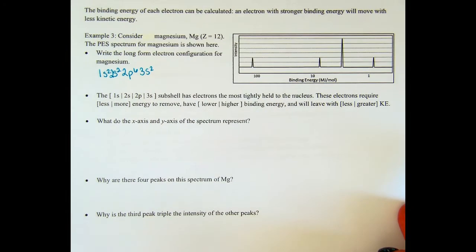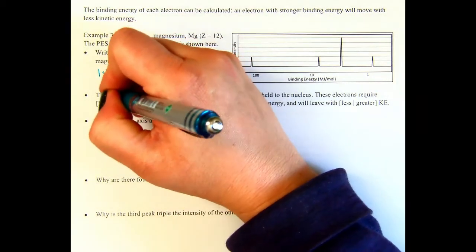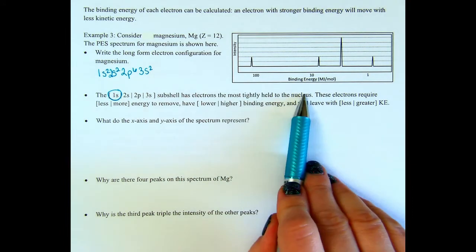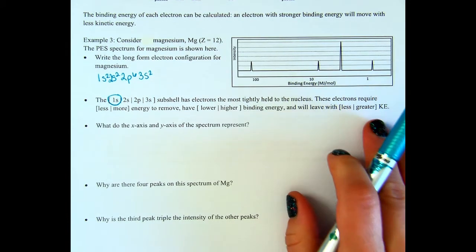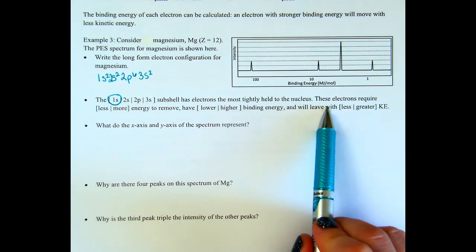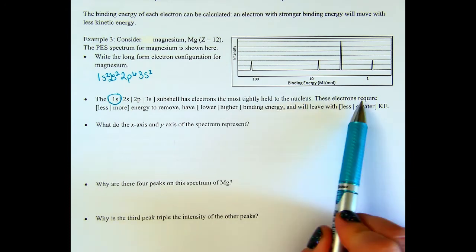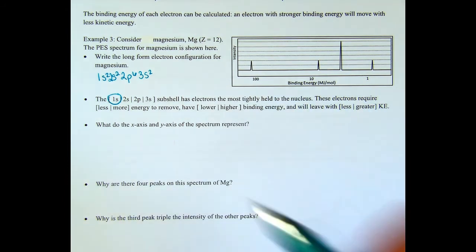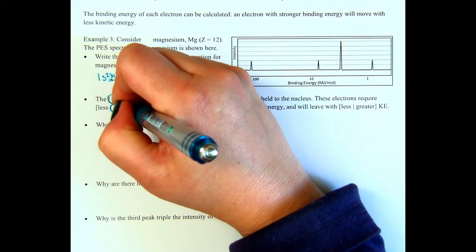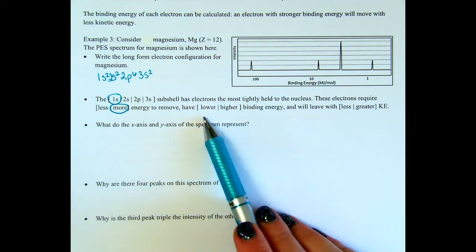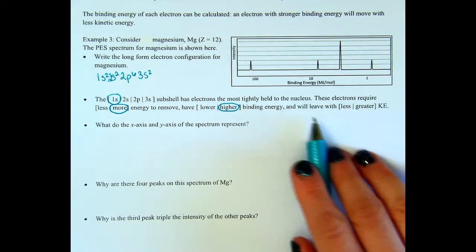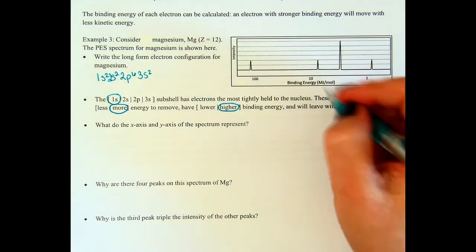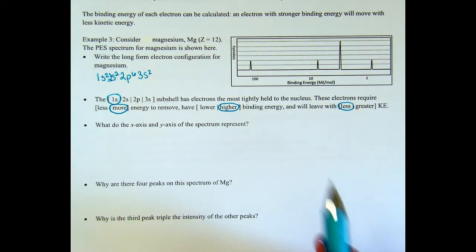All right, here we go. Let's check your work. The 1s subshell has electrons the most tightly held to the nucleus, because it's closest. According to Coulomb's law, the closer they are, the greater the attraction. Since they're more tightly held to the nucleus, these electrons require more energy to remove because they're attracted more, so their binding energy is greater. They have higher binding energy, and they're going to leave with less kinetic energy. Binding energy and kinetic energy are kind of inverses of each other.